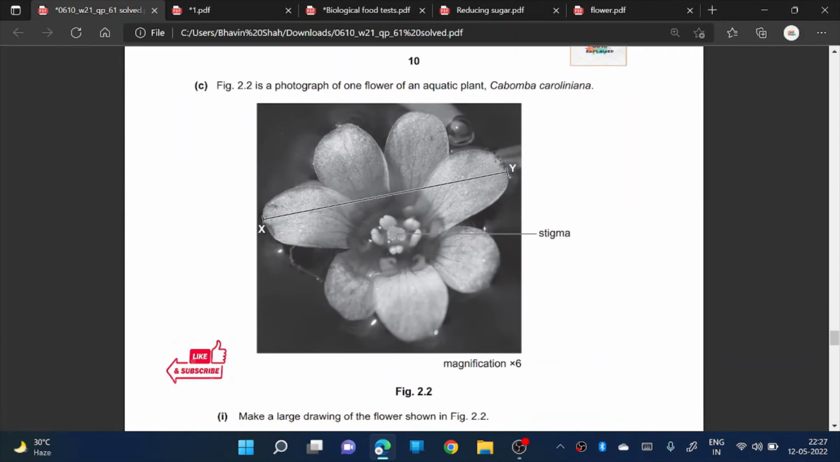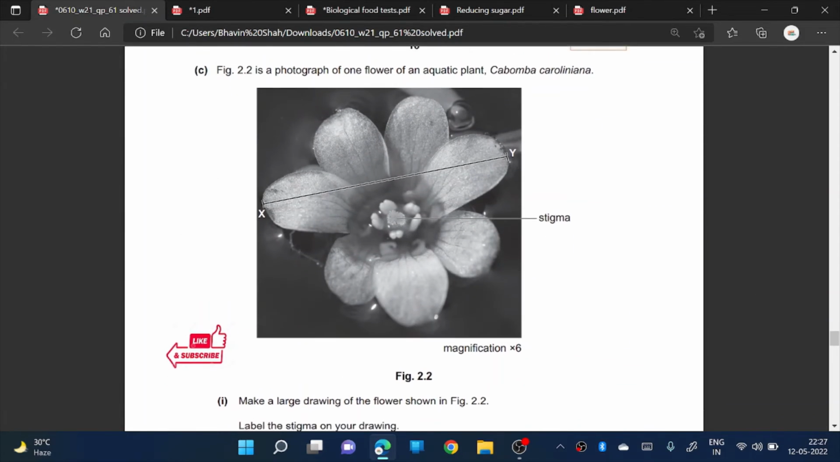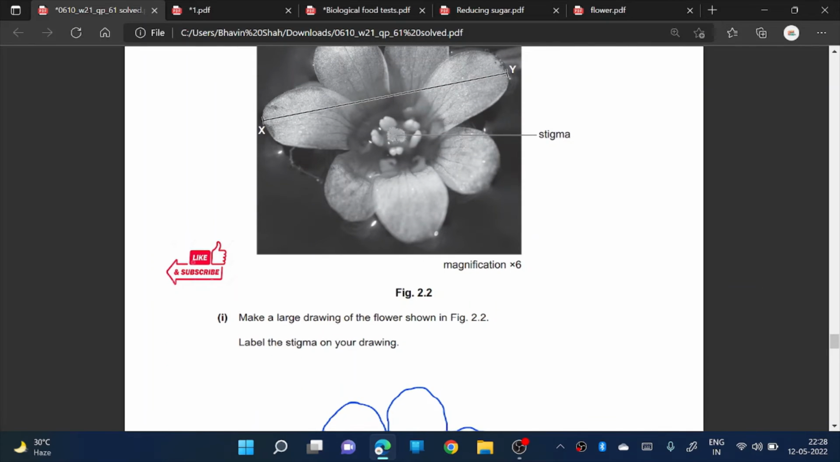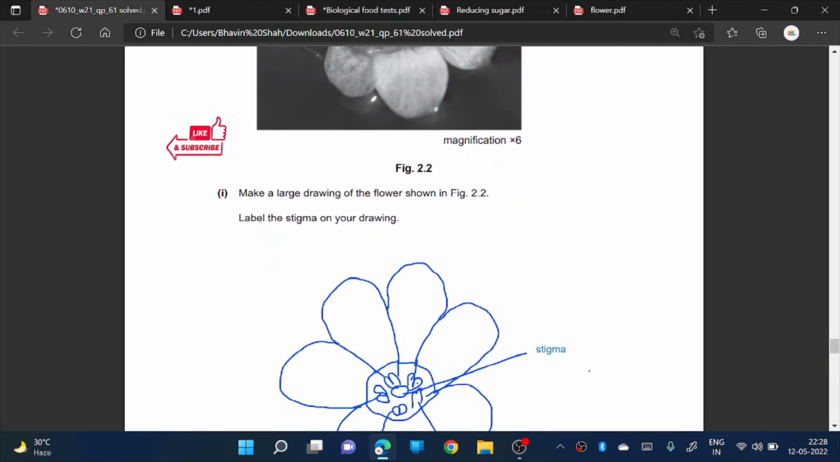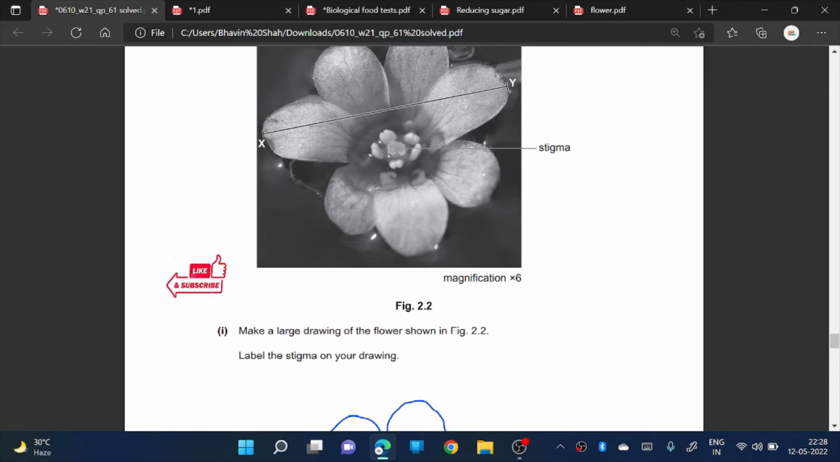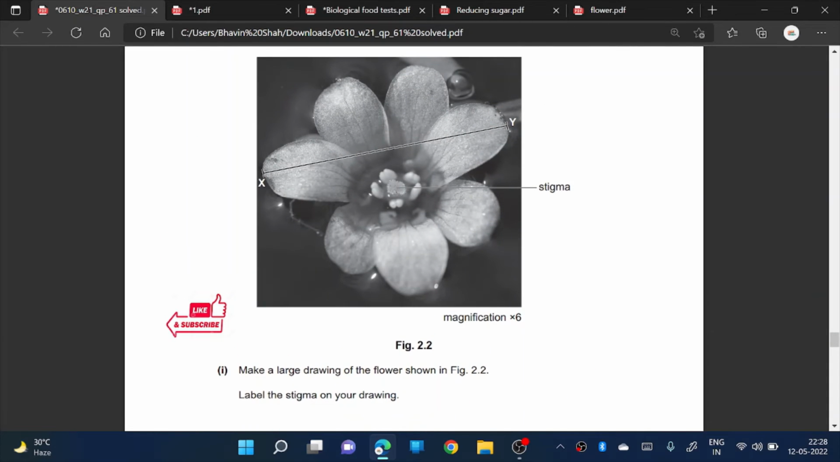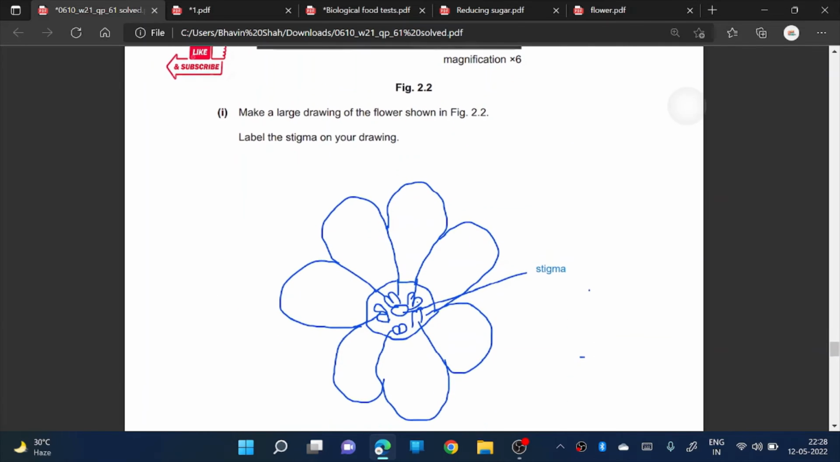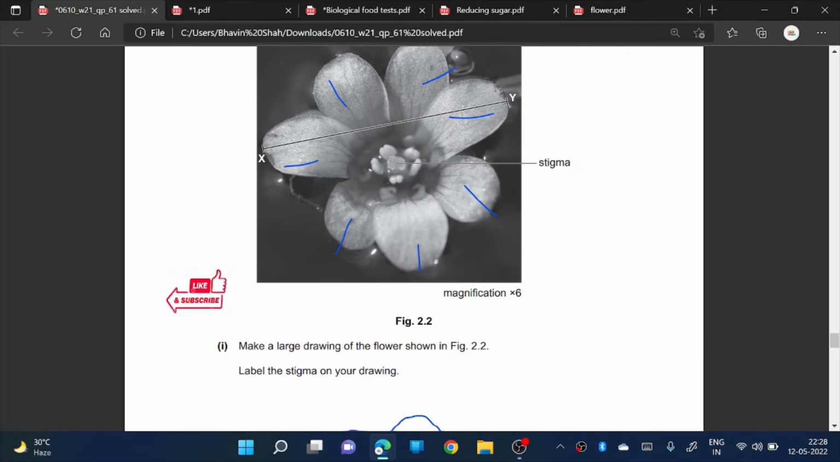Okay. Now there is a diagram which has to be provided, and they have asked you make a large drawing of the flower shown and label the stigma on the drawing. Now when you are looking at these kind of drawings, sometimes it looks very difficult for those students who are not very good at drawing. Please be rest assured they are only asking you to make 7 petals. 1, 2, 3, 4, 5, 6, 7. Okay, so we are talking about 7 petals, 5 anthers, and we are looking at the diagram or the flower should look similar to what they have drawn, and they are asking you to draw the stigma.